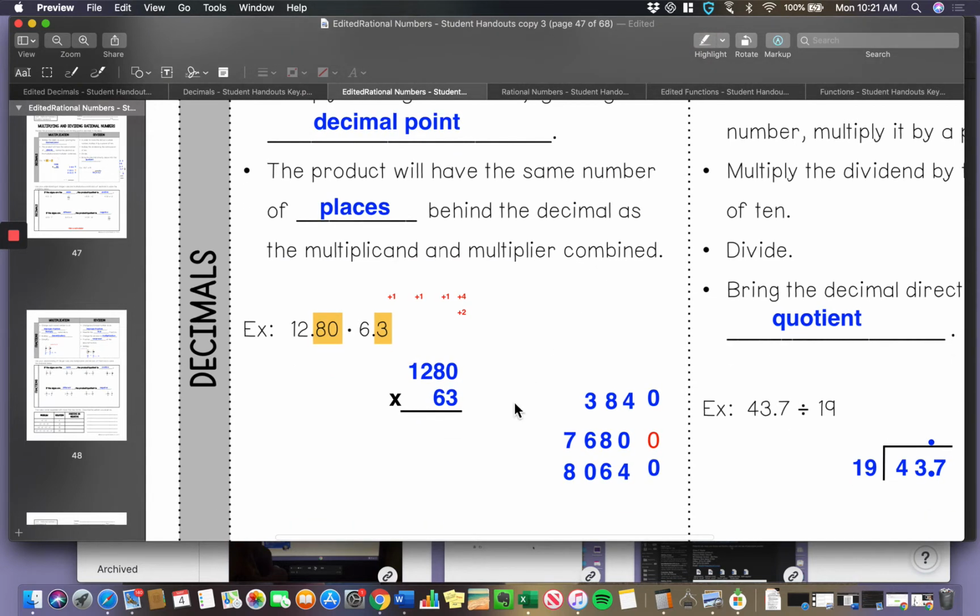So let's get started. We have 3 times 0, which is 0. I have 3 times 8, which is 24. I need to take my 20 and add it to the next place value. So now I have 3 times 2 is 6, plus 2, which is 8. Then I have 3 times 1, which is 3.